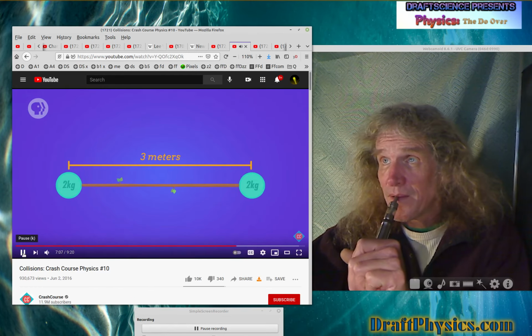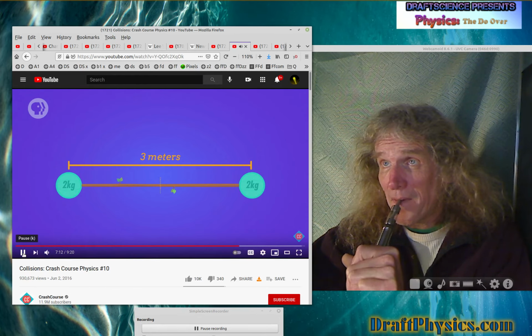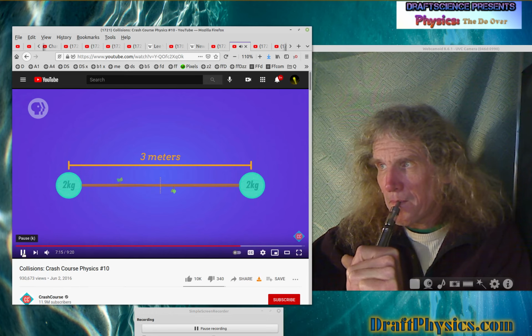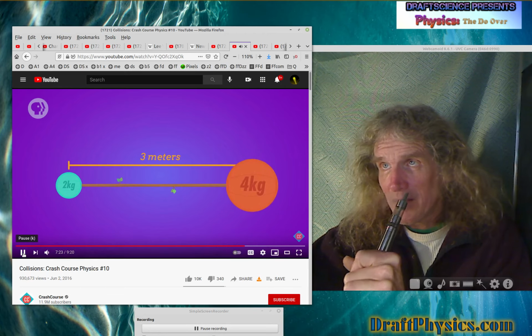With a 2 kilogram ball stuck on either end, it's easy to see where the center of mass should be. The mass is distributed symmetrically, so its center is going to be right in the middle of the stick. Now let's say you have another 3 meter stick, and on the left side there's a 2 kilogram ball, and on the right side there's a 4 kilogram ball.